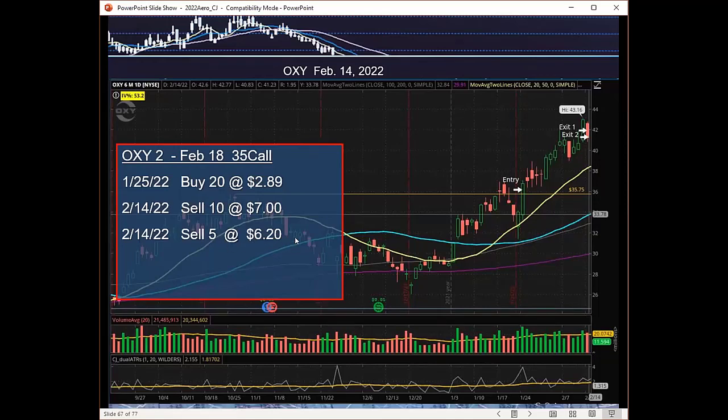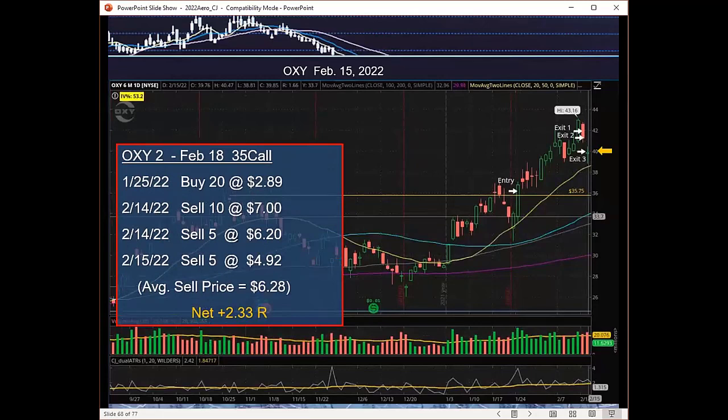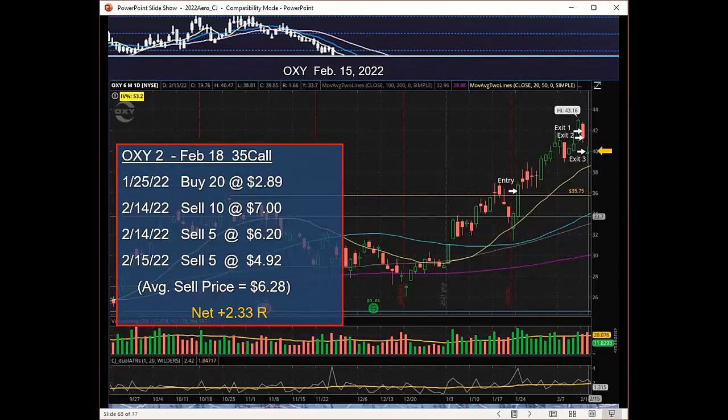But as the market sold off that day, later in the day, I sold another 5 contracts, and then the following day sold the last 5 contracts for $4.92. So that trade was a plus 2.3 R.